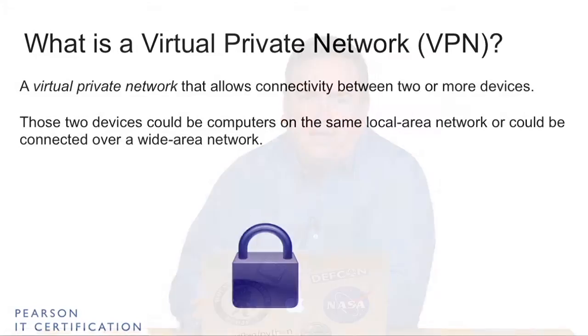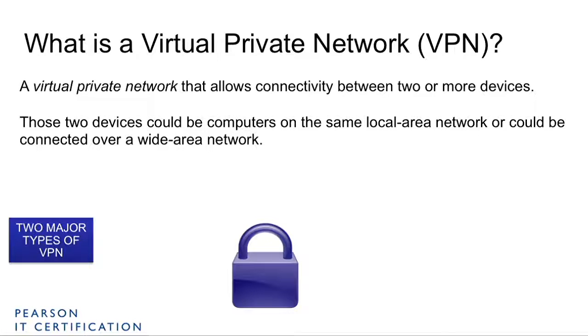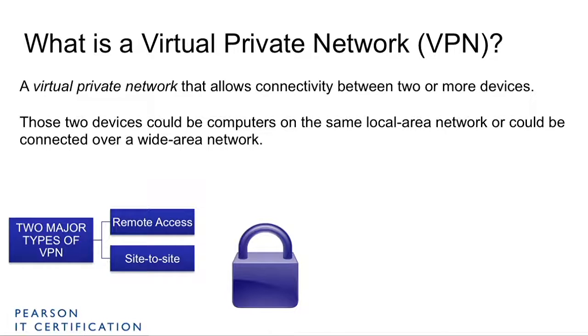So what is a virtual private network, or VPN? A VPN is used or designed to allow connectivity between two or more devices. Those two devices can be computers in the same local network, or they can actually be connected over a wide area network or over the internet. There are two major types of VPN: remote access and site-to-site VPNs.